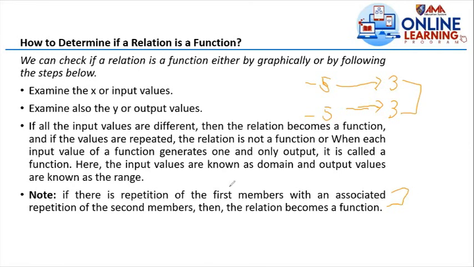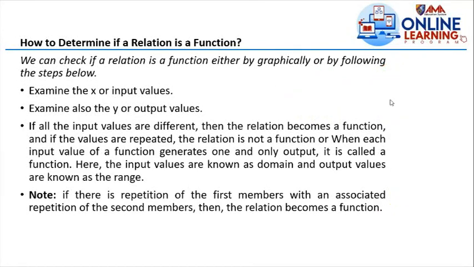If there is a repetition of the first members with an associated repetition of the second member, then the relation becomes a function. Ayan. So kumbaga twice natin nakita itong pair na -5 and 3. So that is still a function. Kasi si -5 kay 3 lang talaga siya nakakonect. Alright.